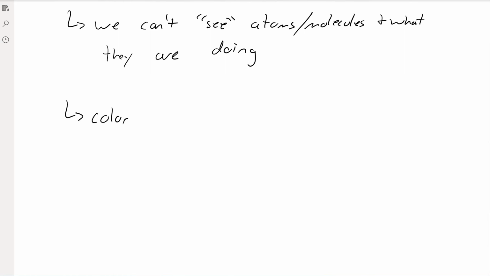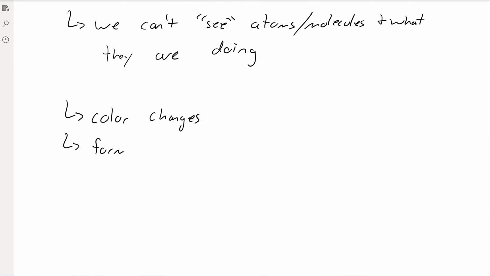One example is color changes, right? So when a compound changes color, that's a good chance that there's a chemical reaction occurring. Remember that color is the interaction between matter and light. So when we change the matter, then it's going to interact with the light differently and change colors.